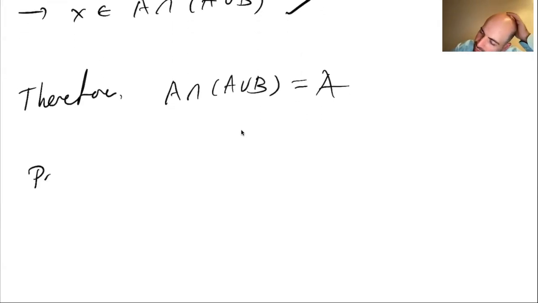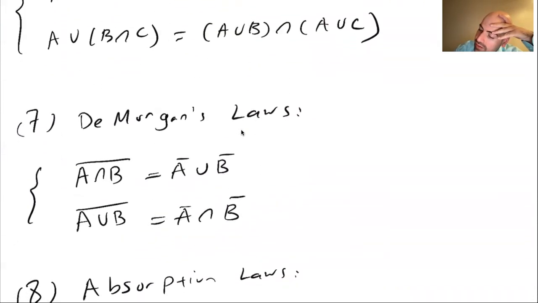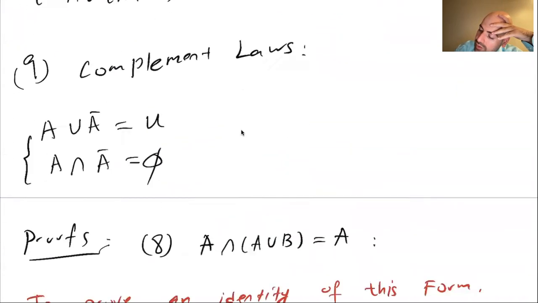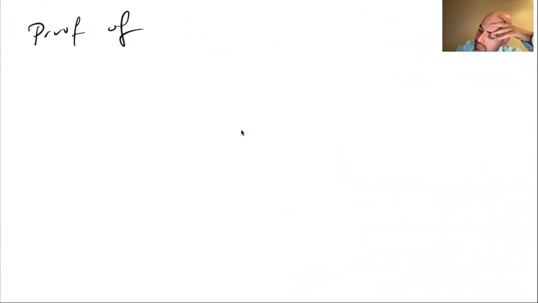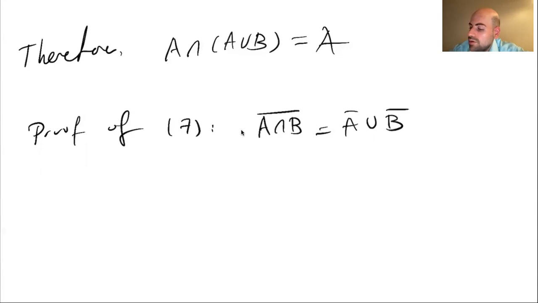Now let's look at another proof. Proof of, let's say, De Morgan's law. Let's prove one of the De Morgan's laws. For example, the complement of A intersection B is A complement union B complement. So let's see how we can prove this one.